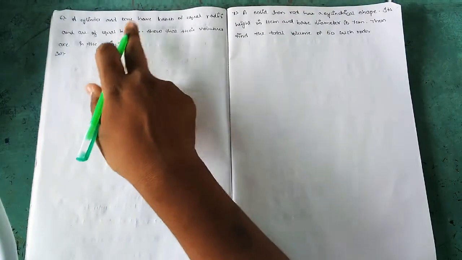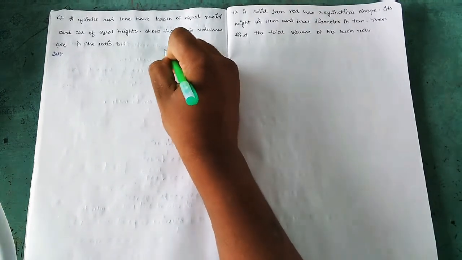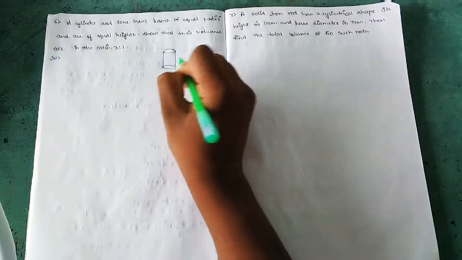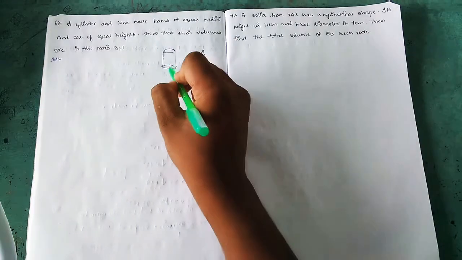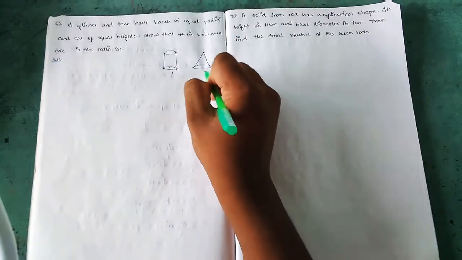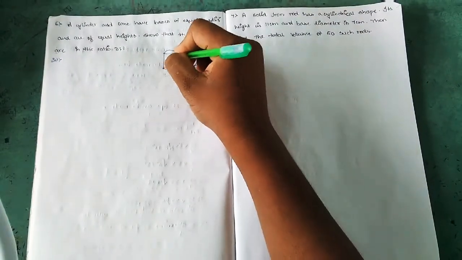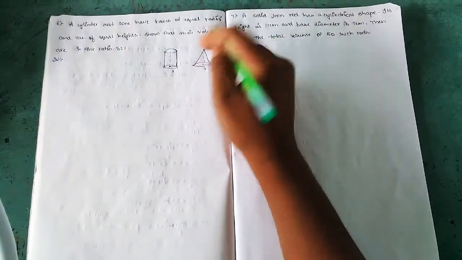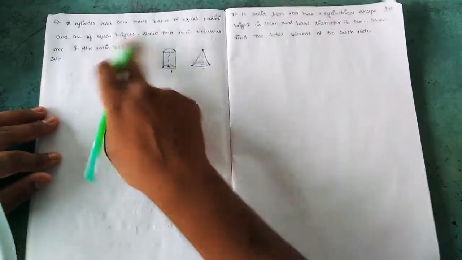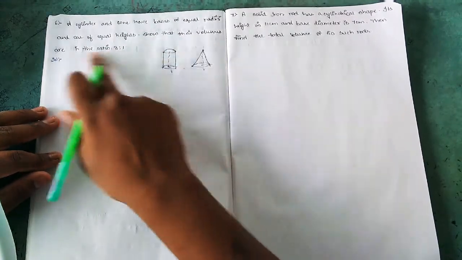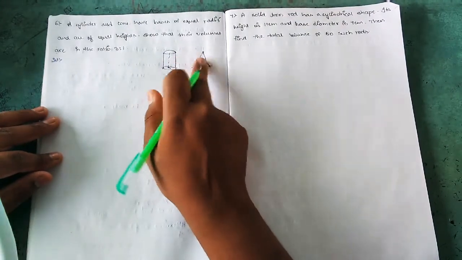A cylinder and a cone have equal bases. So this is a cylinder and this is a cone. They said that they have equal bases, that is equal radius or diameter, and they are also of equal heights. So both this cylinder and cone have equal base radii and equal heights. We should show that their volumes are in the ratio of 3:1. So we should prove this. The ratio is 3:1.